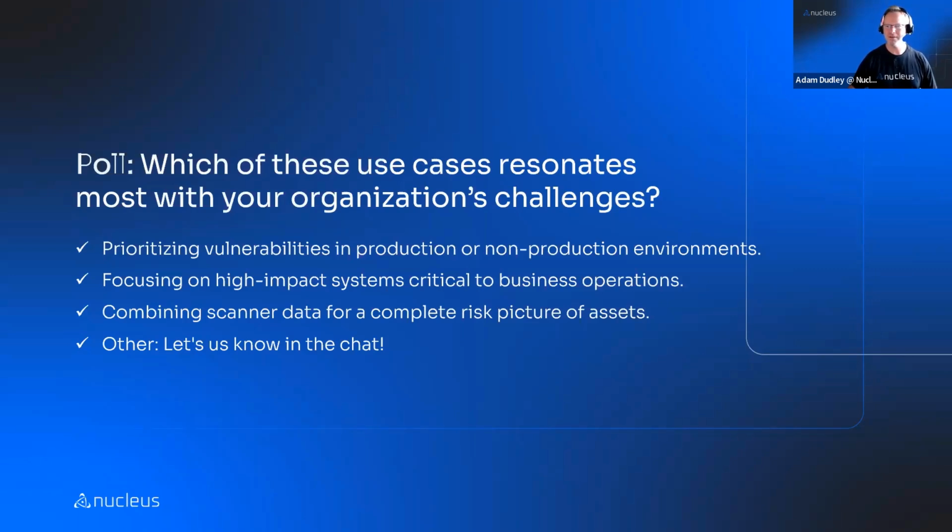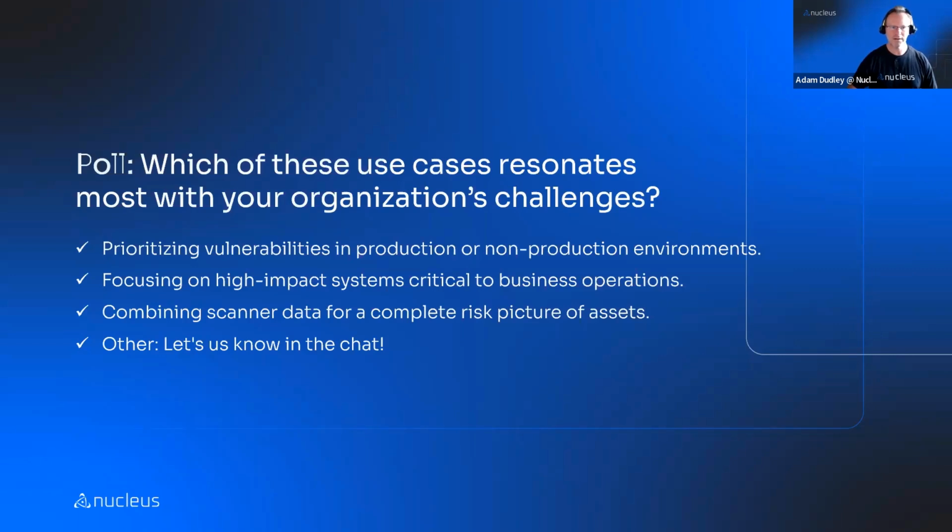So I closed the poll, and it looks like 46% are focusing on high impact systems critical to business operations with regards to the organization's challenges, 21% prioritizing vulns in production or non-production, and 29% combining scanner data for a complete risk picture of assets. And that one's particularly interesting. That's the question I had. That's the reason companies tend to acquire a lot of different scanning platforms, because they're trying to build up a more complete picture. So it's interesting to see that 30% of our audience here, that's what they're focused on.